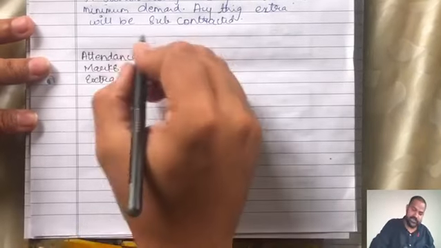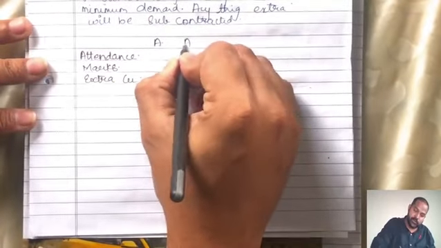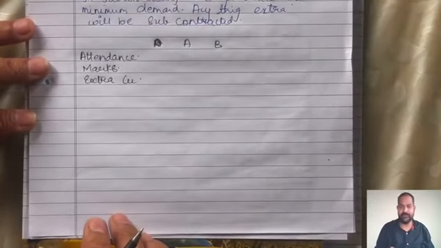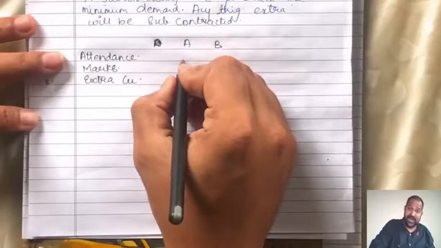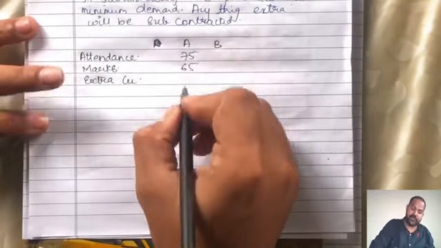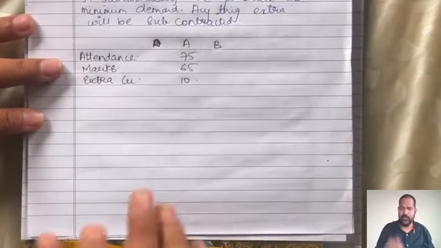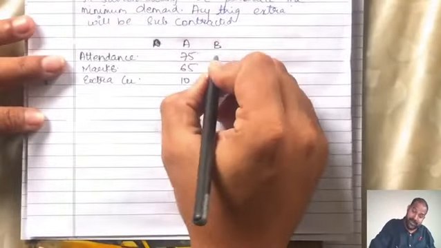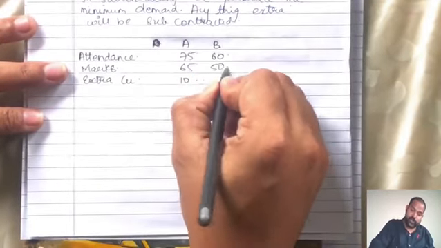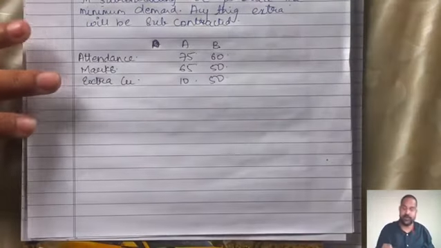So we start with student A and student B. Two contenders have been listed, and student A has an attendance of 75%, has marks of 65%, and has participated in 10 extracurricular activities. So I gave him 10 points. Student B has an attendance of only 60%, has marks of 50, but has had a total of 50 certificates.